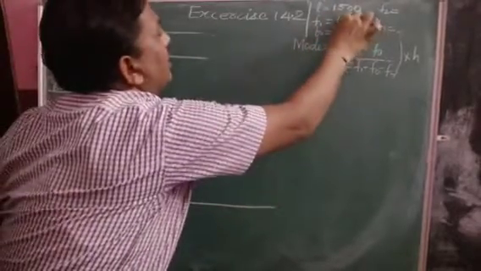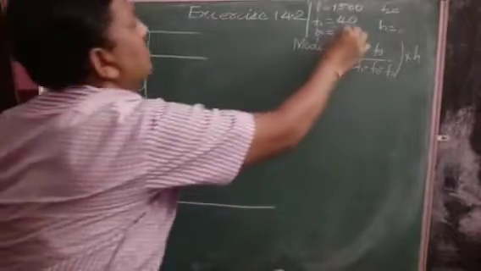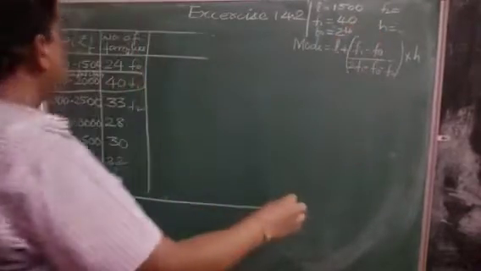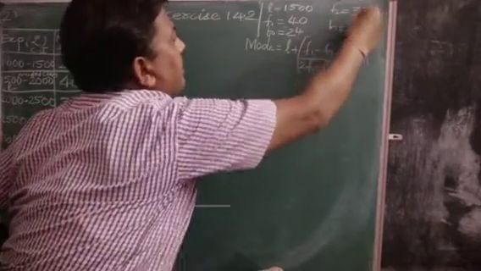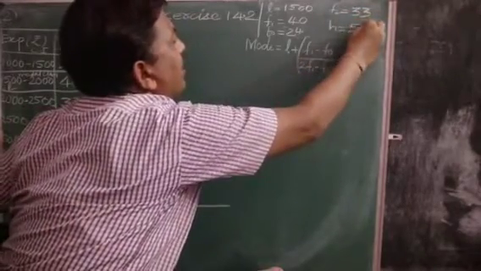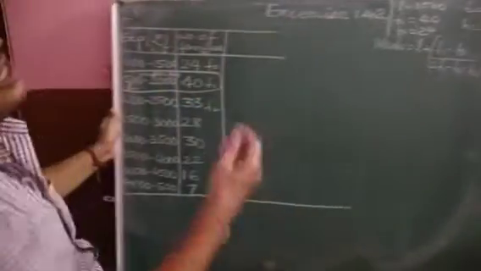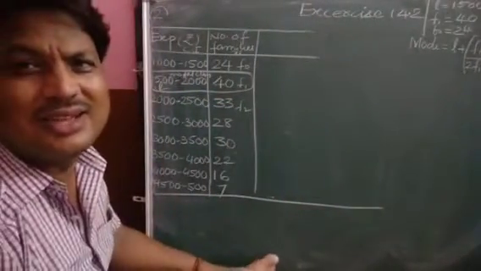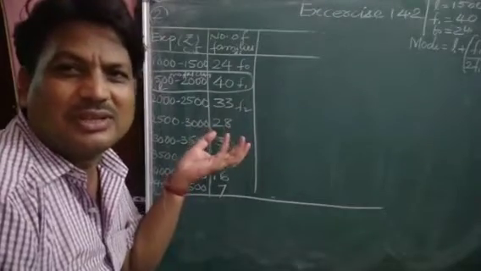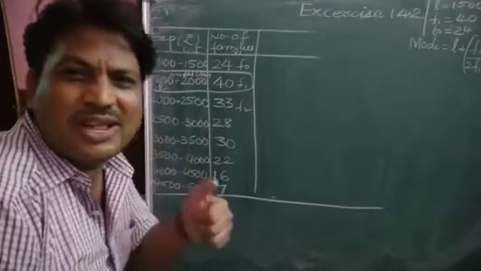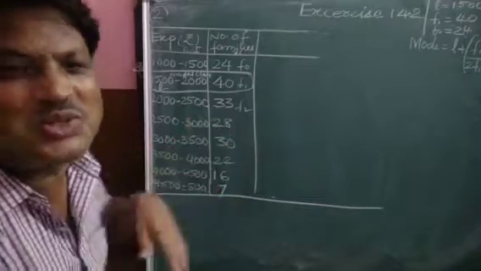F1 value 40, F0 value 24, F2 value 33, H value 500. Just put in that, you will get the answer, children. Hope here calculation is not required, you can do it on your own. I have the confidence in you that you can do it on your own, children.